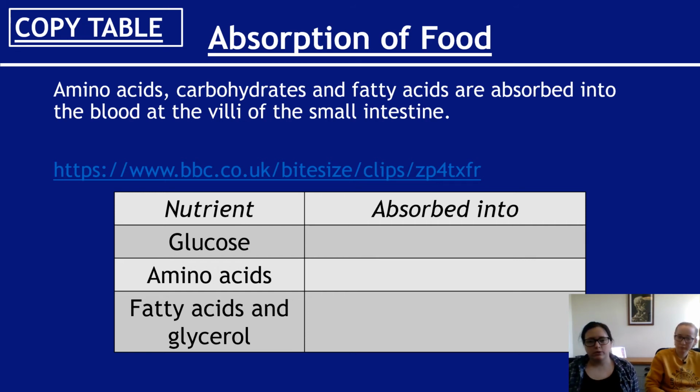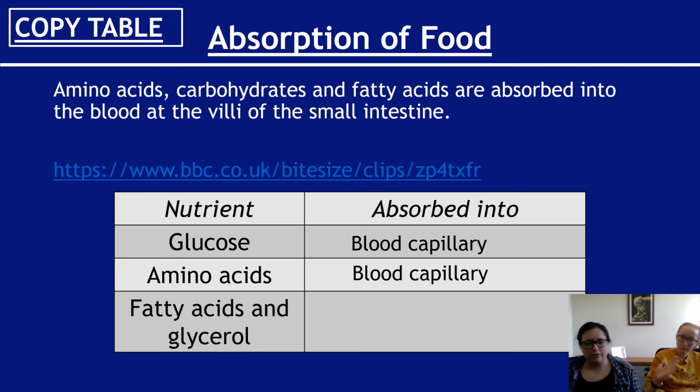So glucose will get absorbed through the villus wall into the blood capillary. Amino acids will travel through the villus wall and get absorbed into the blood capillary. Fatty acids and glycerol will travel through the villus wall and they will get absorbed into the lacteal. You thought I was going for blood capillary there, didn't you? Okay, I know, I love to be surprising. The lacteal is where fatty acids and glycerol are going to be absorbed.